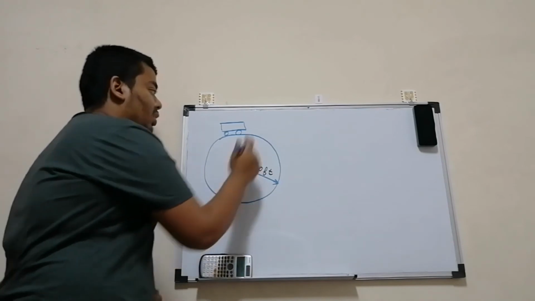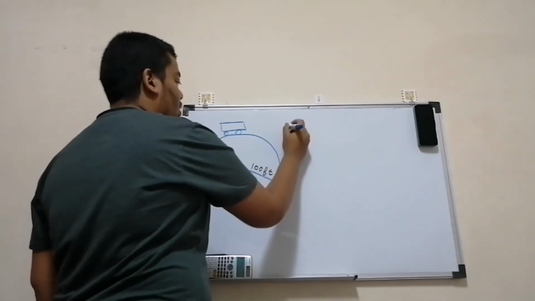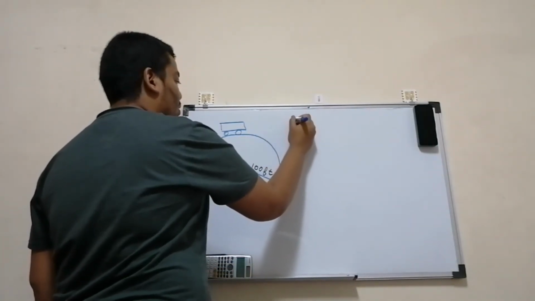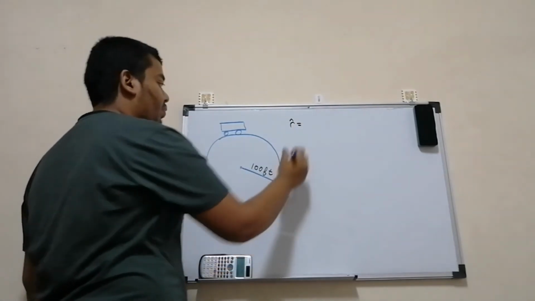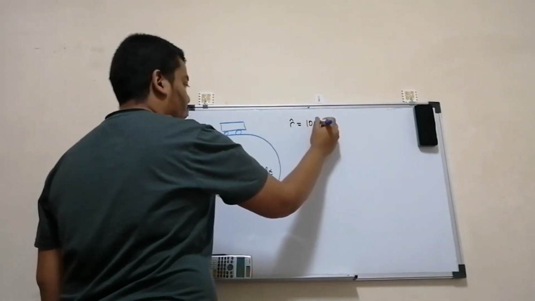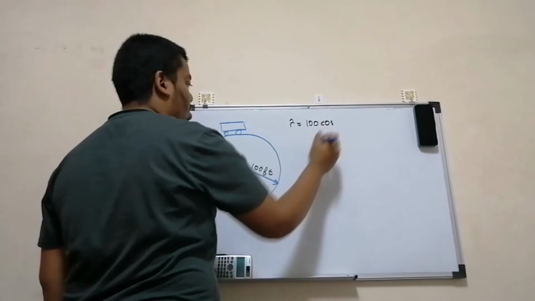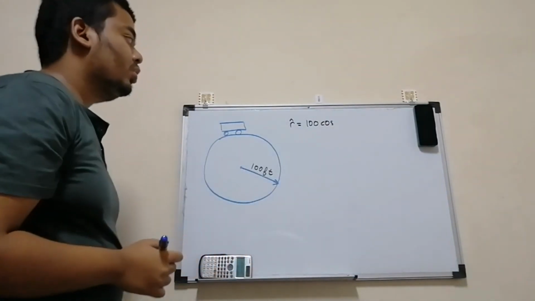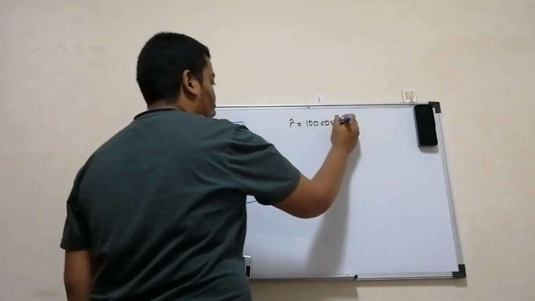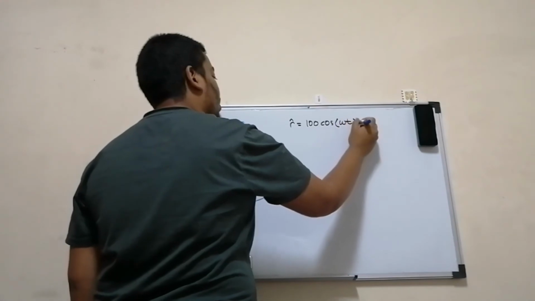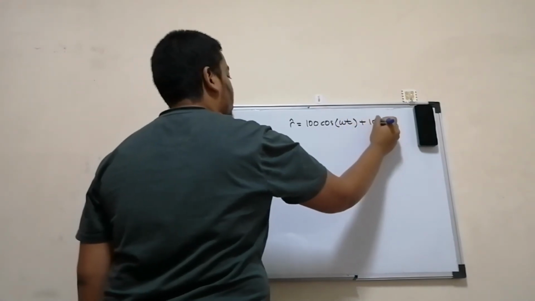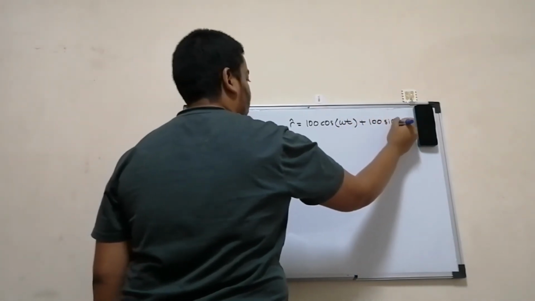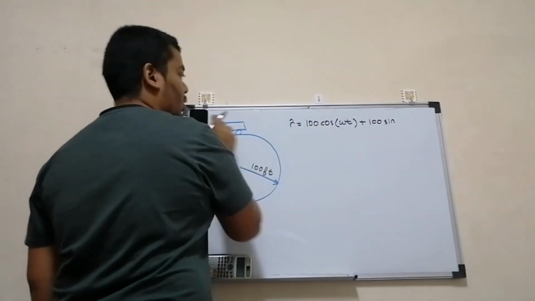So from this question, we can write the position vector as 100 cos Wt i plus 100 sin Wt j.